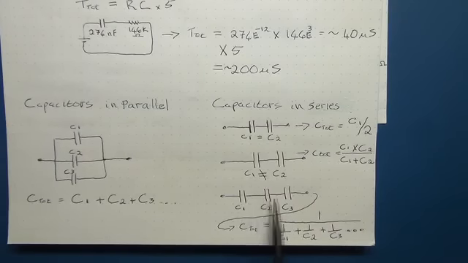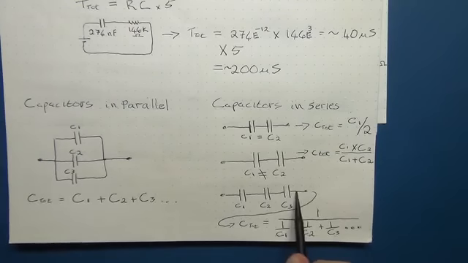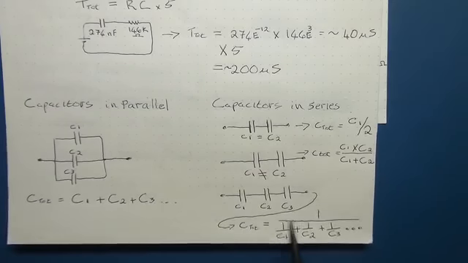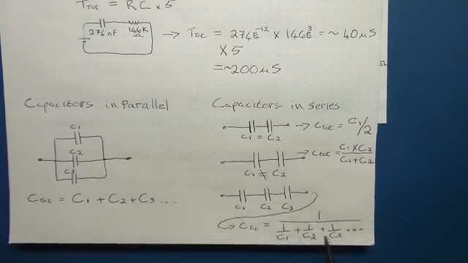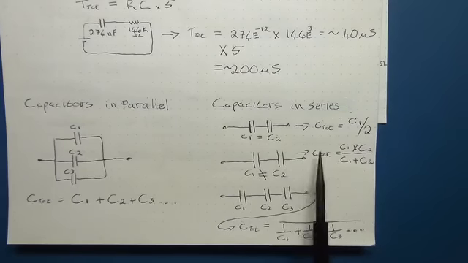If we have a situation where we've got more than two, C1, C2, and C3 in series, well then you're going to go to C total is equal to 1 over the reciprocal of each of the values. So it's 1 over C1 plus 1 over C2 plus 1 over C3. So those are the formulas you can use to calculate the value of capacitors in both series and in parallel.